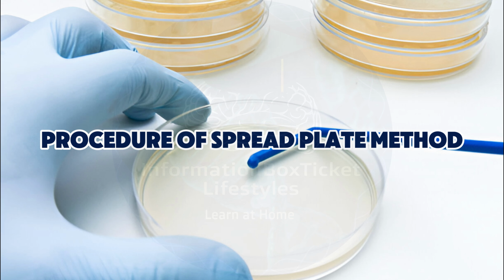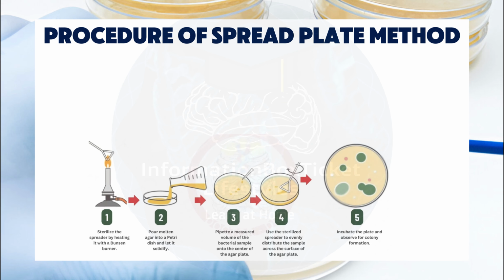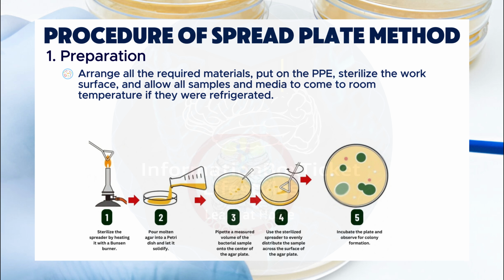Procedure of spread plate method. The general procedure of the spread plate method can be summarized as follows. 1. Preparation. Arrange all the required materials, put on the PPE, sterilize the work surface, and allow all samples and media to come to room temperature if they were refrigerated.